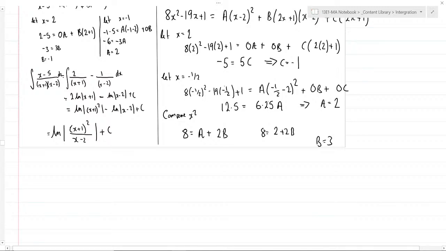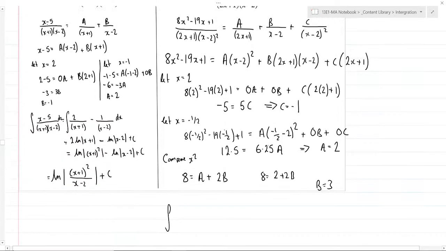So we're trying to find the integral of a, which is 2 over (2x plus 1), plus b, which is 3 over (x minus 2), plus c, which is minus 1 over (x minus 2) all squared. That's going to be the tricky one, isn't it? Why is that one the tricky one? Yeah, it doesn't integrate to ln x, that one, does it? We're going to have to bring it up and use the reverse chain rule.